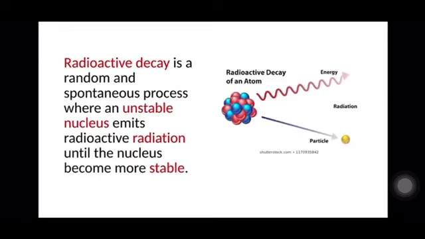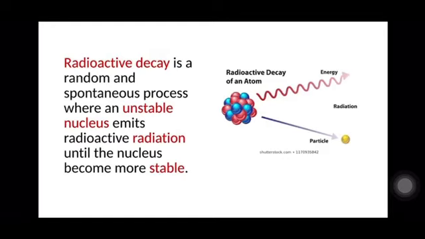Radioactive decay ni macam saya bagi tahu tadi is a random and spontaneous process. Disebabkan nucleus dia tu unstable, so dia kena emit radioactive radiation sampai nucleus dia tu become stable. Kamu tengok tu, okay, yang color biru dengan merah itu adalah radioactive decay of an atom. Maksudnya elemen tersebut tidak stable. So dia terpaksa radiate dan dia decay.